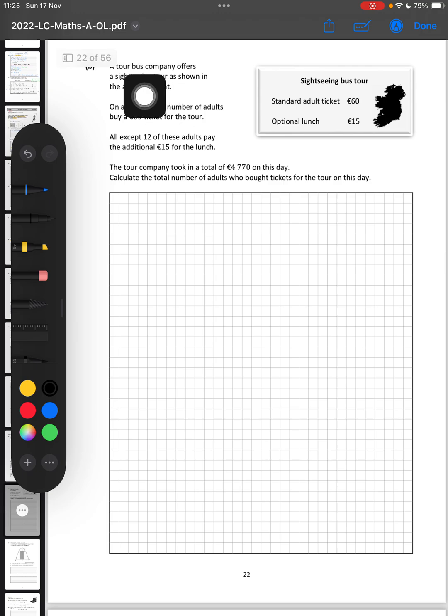Okay, so the next question says, a tour bus company offers a sightseeing tour as shown in the advertisement. So here's our advertisement over here. It actually has some good information. Okay, standard adult ticket is €60, optional lunch is €15.